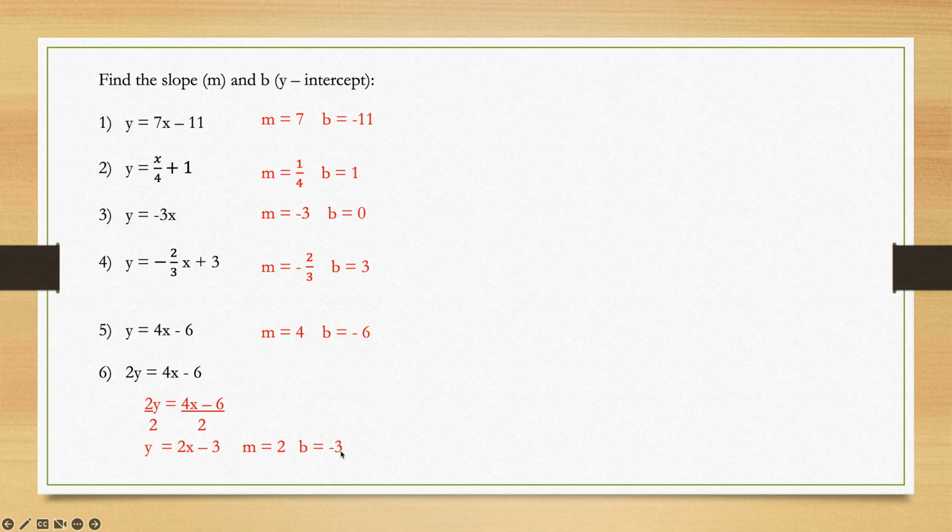So many students, the first time they see a question like number 6, will believe, just like number 5, that the slope was 4 and the y-intercept was -6. But how could that be when the equation for number 5 is y equals, and the equation for number 6 is 2y equals? So we always have to convert to a y equals form.